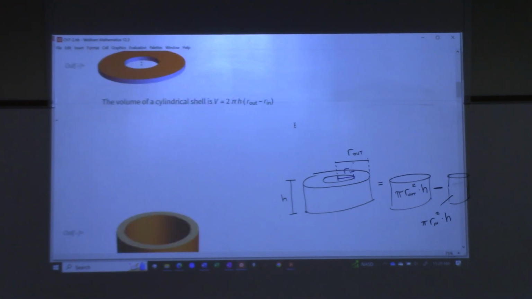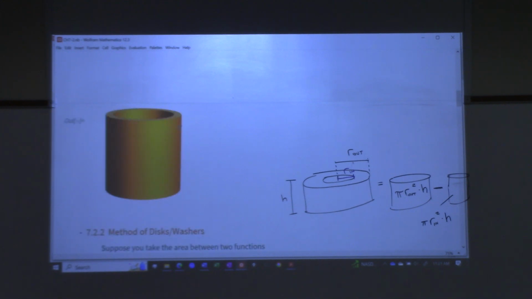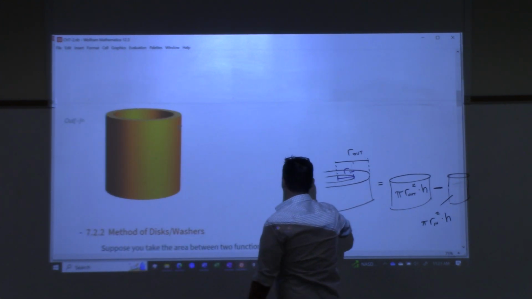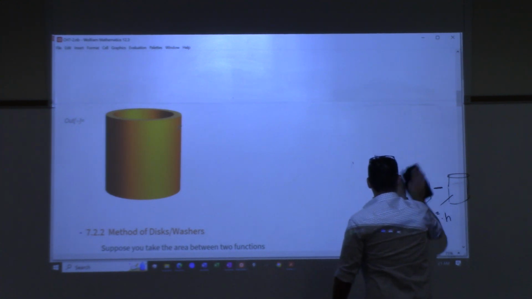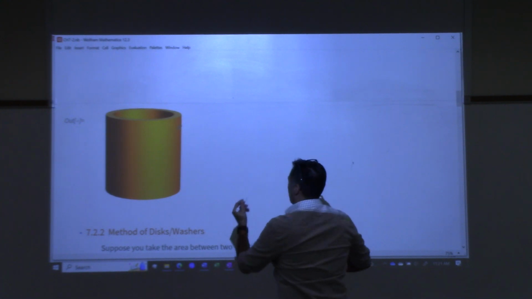The last one is called a cylindrical shell, which is basically the same picture we just had. Yes? Yeah. Okay, but this one's going to be a little bit different. I'm going to approach it in a different way. Let me draw it here.